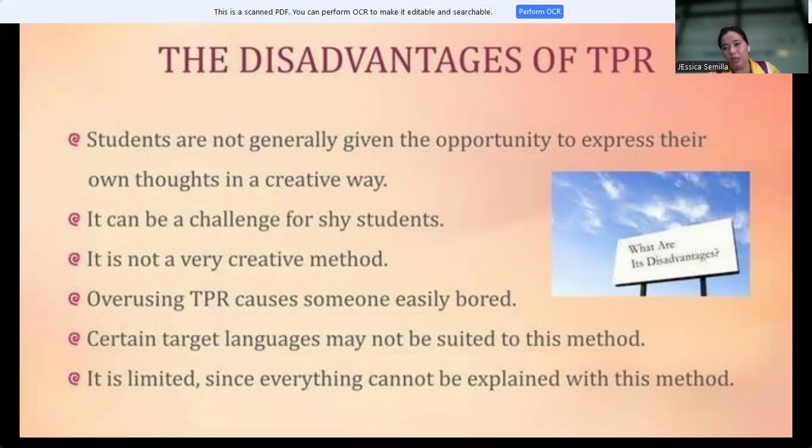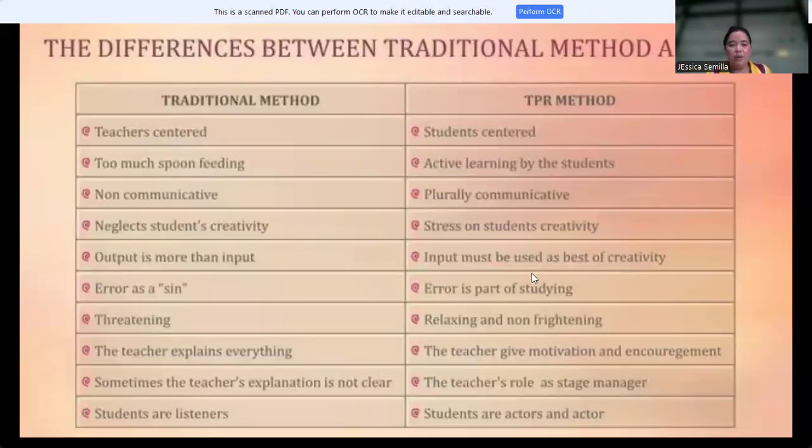So it's not a very creative method, but creative in a way, but for a teacher to do it in a creative way, the flexibility of the total physical response is very manageable. So overusing TPR causes students to get bored easily, especially if your students are at the advanced level, because students here are just imitating. So certain target languages may not be suited to this method, and it is limited to just copying and cannot be explained, since everything cannot be explained with this method because they are just copying the thing that the teacher is trying to have.